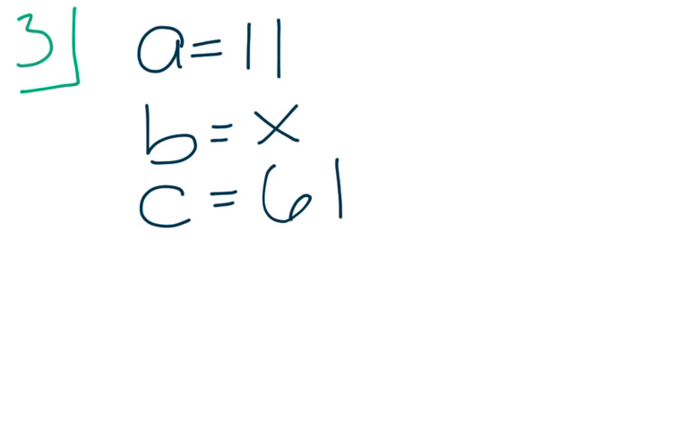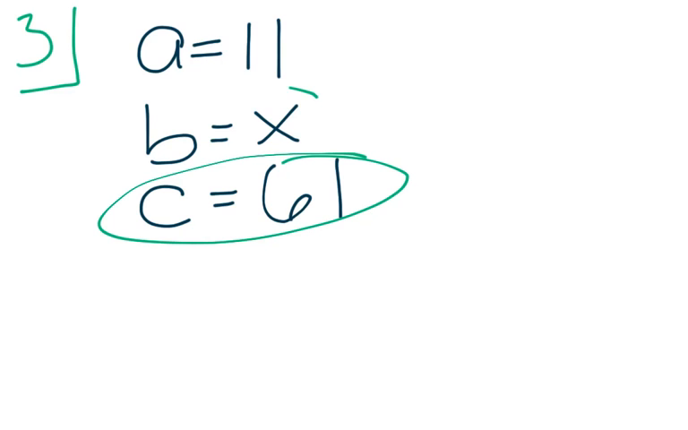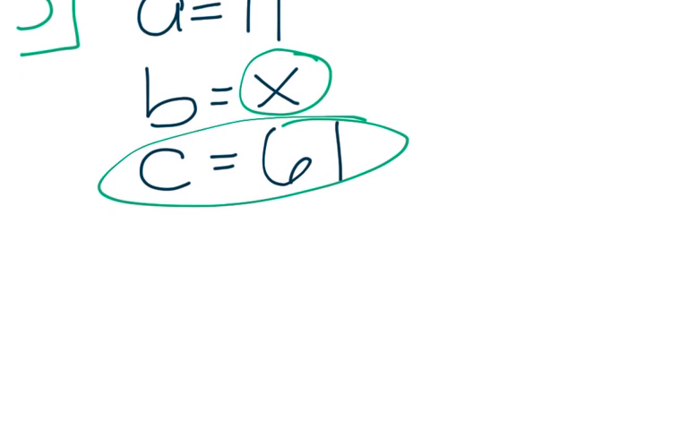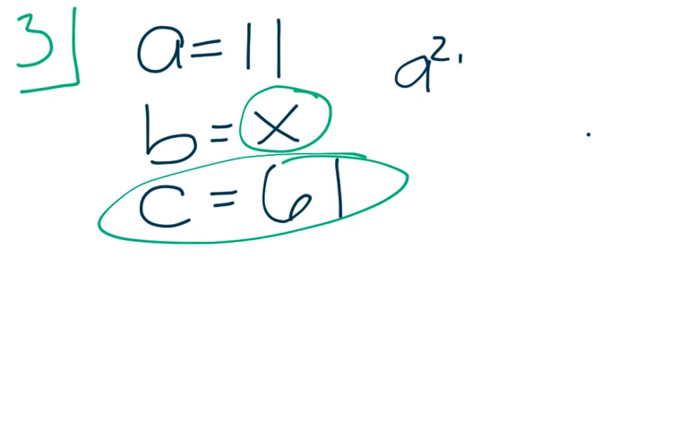So we want to find the missing side. So we have A, B, and C. C is always the hypotenuse. Okay? A's and B's are kind of interchangeable, but right now we're looking for B. So we have our rule, which is A squared plus B squared equals C squared. So we're just going to plug each of these in.